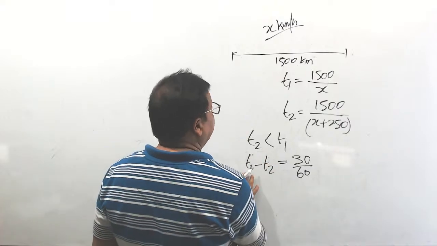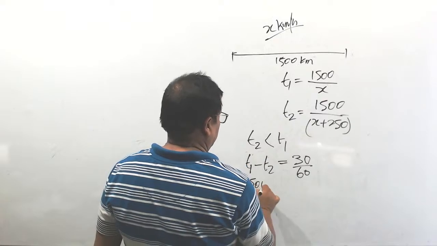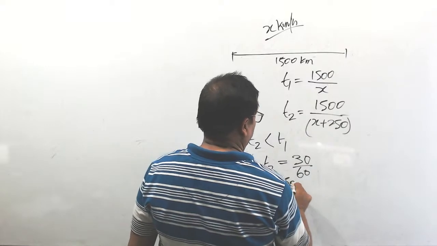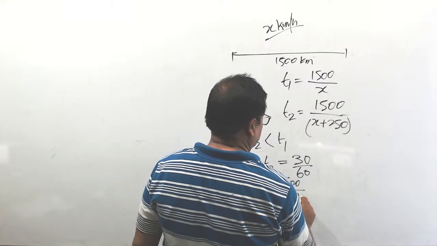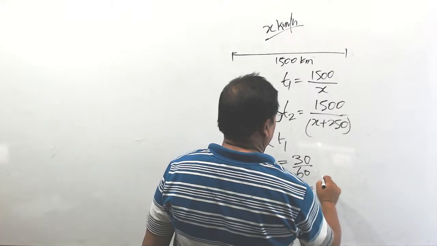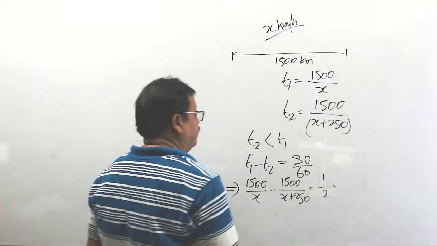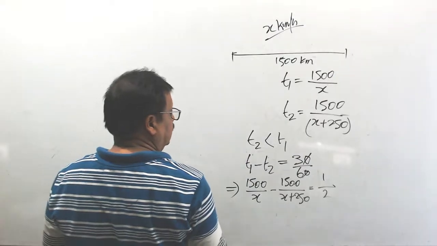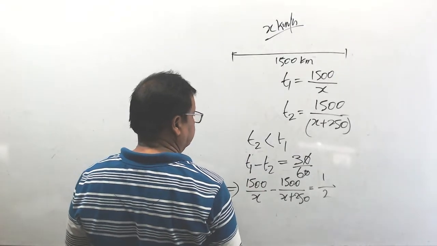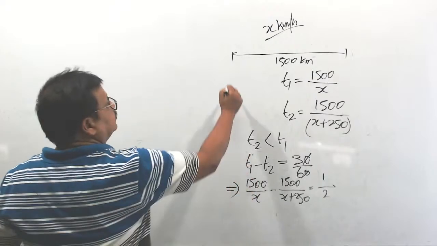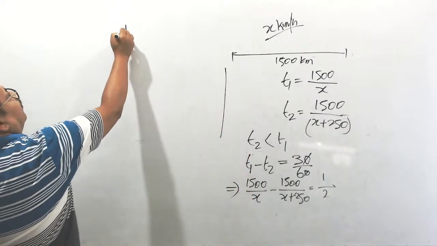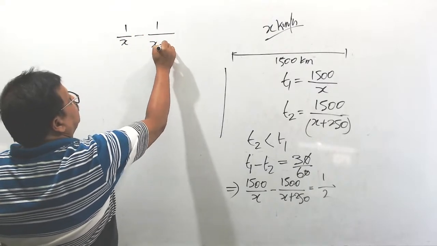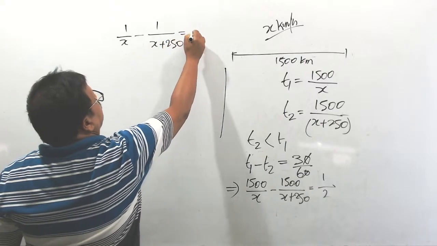Same as before. T1 means which one? 1500 by x minus T2, 1500 by x plus 250 is equal to 1 by 2. Understood? 1 by 2. Right. Divide both sides by 1500. That is 1 by x minus 1 by x plus 250 is equal to what?